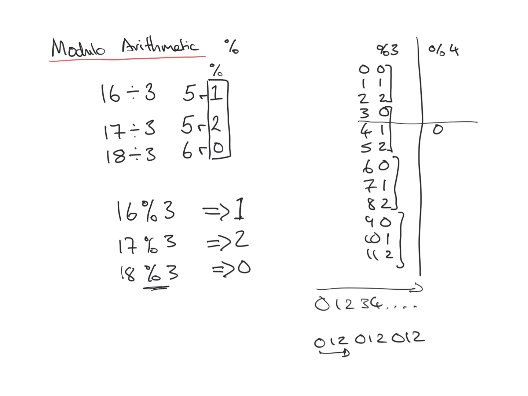How many times does 4 go into 5? One time, remainder 1. 6, one time, remainder 2. 7, one time, remainder 3. 8, two times, remainder 0. So you can see now I'm getting a different repeating pattern. 4 into 9, 2 times, remainder 1. 4 into 10, 2 times, remainder 2. 4 into 11, 2 times, remainder 3. So now I'm getting this 0, 1, 2, 3 pattern.